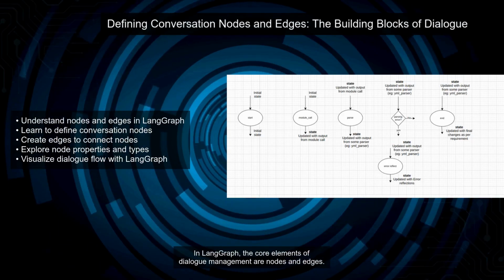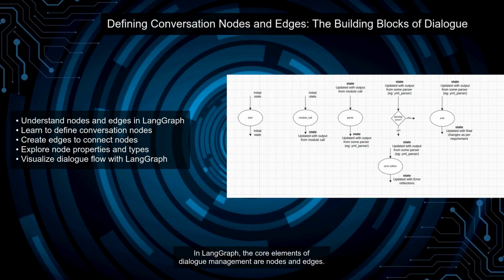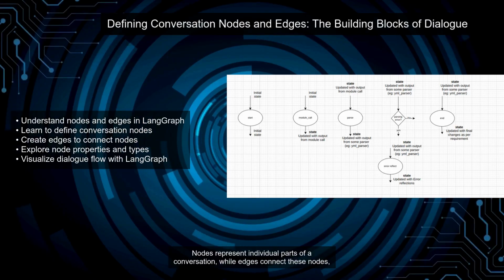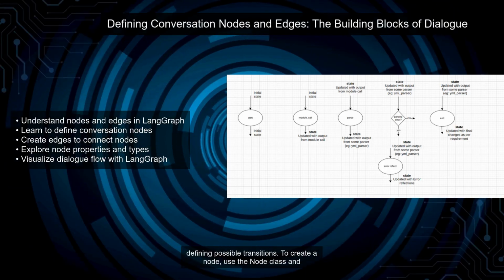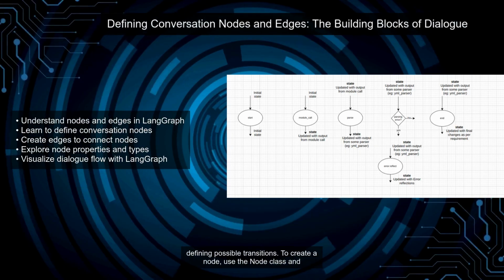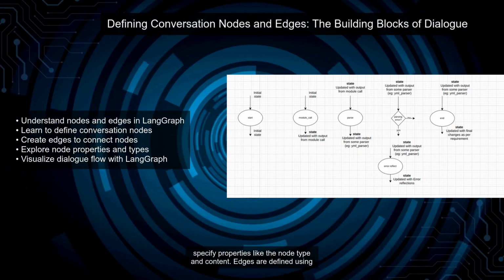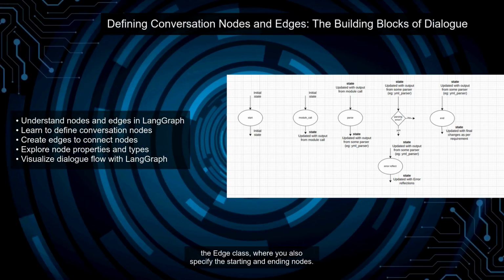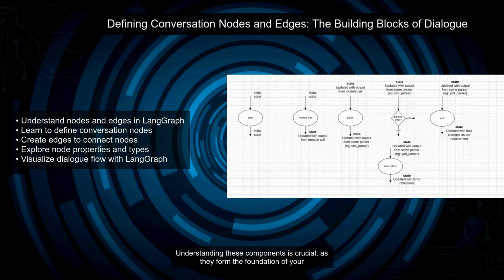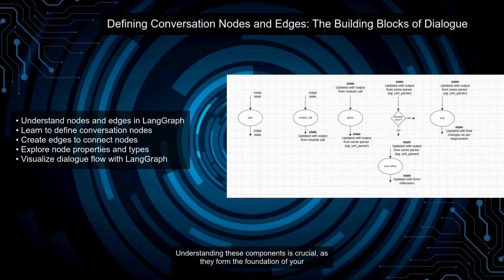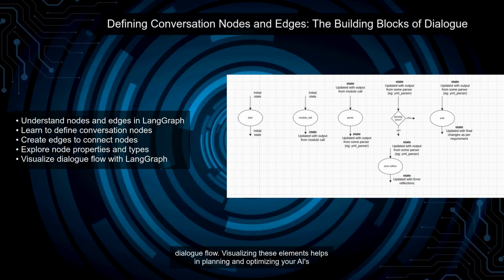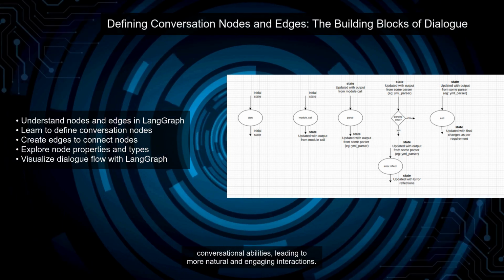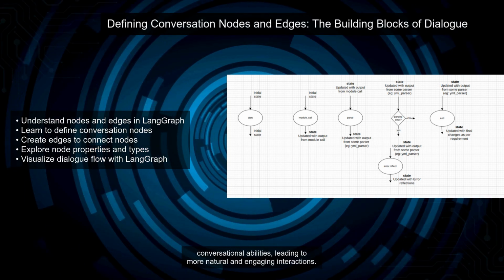In LangGraph, the core elements of dialogue management are nodes and edges. Nodes represent individual parts of a conversation, while edges connect these nodes, defining possible transitions. To create a node, use the node class and specify properties like the node type and content. Edges are defined using the edge class, where you also specify the starting and ending nodes. Understanding these components is crucial, as they form the foundation of your dialogue flow. Visualizing these elements helps in planning and optimizing your AI's conversational abilities, leading to more natural and engaging interactions.